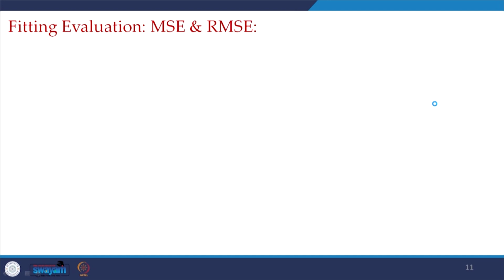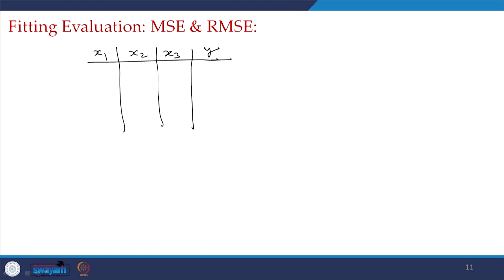Now, how to evaluate the fitting, means what kind of fitting we are getting. So, what you are having? You are having x 1, again I will use only 3 independent variables, x 2, x 3 and then y. So, this is given to you. Now, you got the values of alpha 0, alpha 1, alpha 2 and alpha 3 using either the matrix approach or the calculus approach.